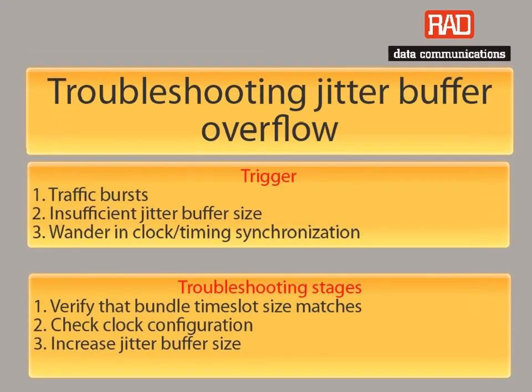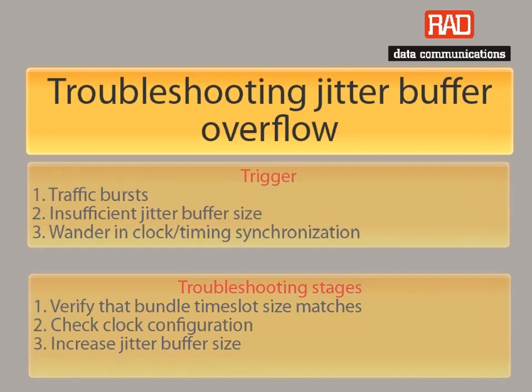A jitter buffer overflow is the opposite of an underflow. An overflow situation always results in an immediate underflow forced by the IPmux. Jitter buffer overflows can be triggered by a big burst of packets filling up the jitter buffer completely, insufficient jitter buffer size, or an incorrectly configured TDM clock. The same troubleshooting steps for the jitter buffer underflow event apply to the overflow scenario.